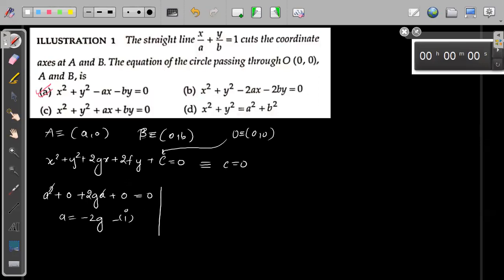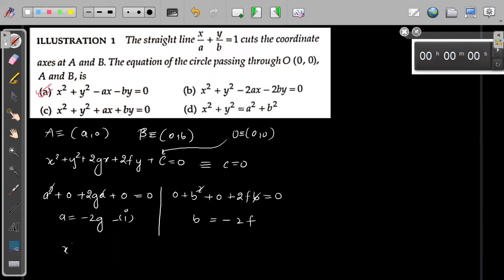Let's use the second equation. If I substitute 0 comma b, this will become 0 plus b square plus 0 plus 2fb is equal to 0. From here also, b square and b will get cancelled, so b will be equal to minus 2f, or 2f is equal to minus b. I will just substitute the value of 2g and 2f in the equation.